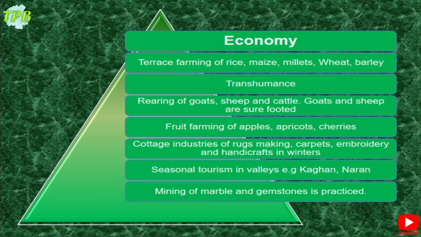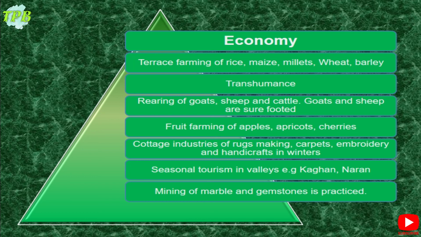Rearing of goats, sheep, cattle. Goats and sheep are sure-footed, so these are very ideal animals to be kept in the mountains. Fruit farming of apples, apricots and cherries is also carried out in the northern mountains. Many of these fruits are sold fresh, however they can be sun-dried and sold in the rest of the year. Any fruit that can survive in low temperatures is best for this area.